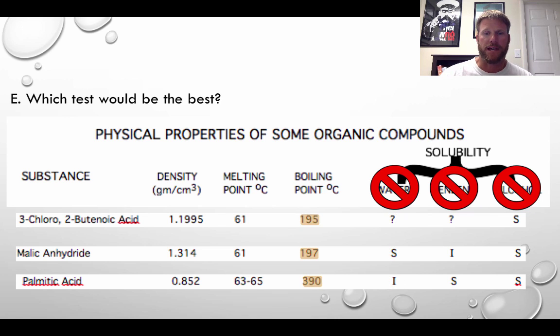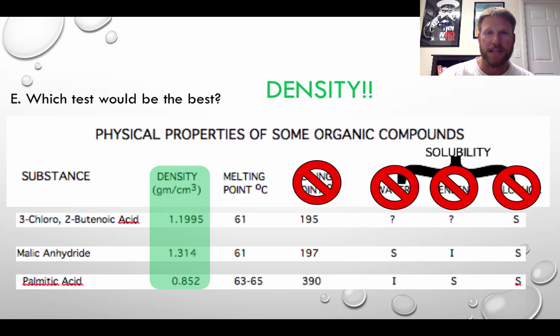Let's look at boiling point. Maybe boiling point's a good test. Well, if you get lucky and palmitic acid is the unknown, you'll be able to tell right away because it's got a significantly higher boiling point. But malic anhydride and our 3-chloro-2-butanoic acid have very similar boiling points again. So this is not a good definitive test for what that substance is. So of course, the best test would be to test the substance's density. If you have precise lab equipment, it's pretty easy to tell the difference between these densities in the lab. So that would be the best test to do to find out exactly what that unknown substance is.